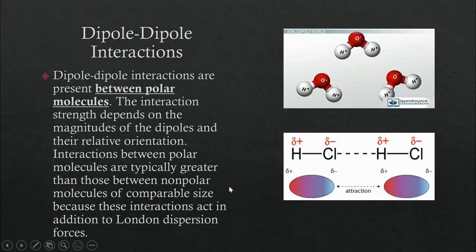Interactions between polar molecules are typically greater than those between nonpolar molecules of comparable size because these interactions act in addition to London dispersion forces. So in the last video, we talked about how every single molecule has London dispersion forces because electrons are constantly moving around and can be more concentrated on one side of the atom or the molecule than on the other. And so HCl and H2O have London dispersion forces as an intermolecular force, but they also have a dipole-dipole interaction with a permanent dipole as well. And so polar molecules tend to be more strongly attracted to one another.